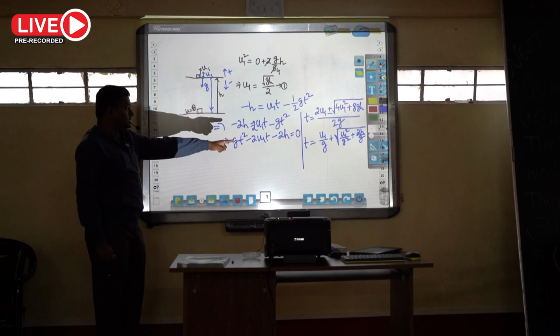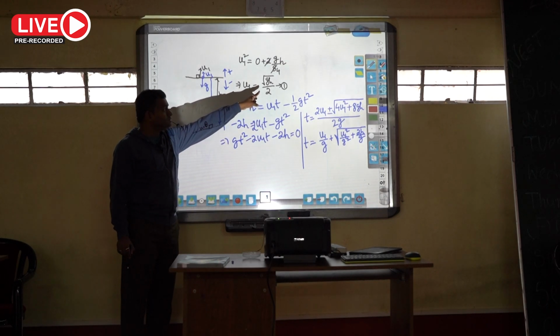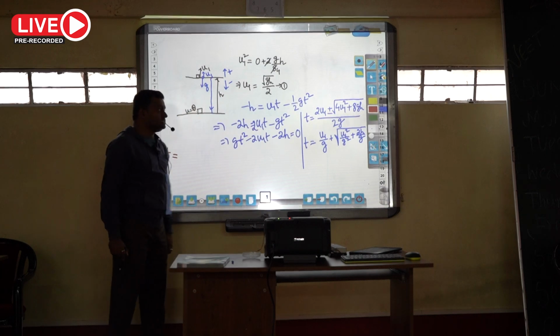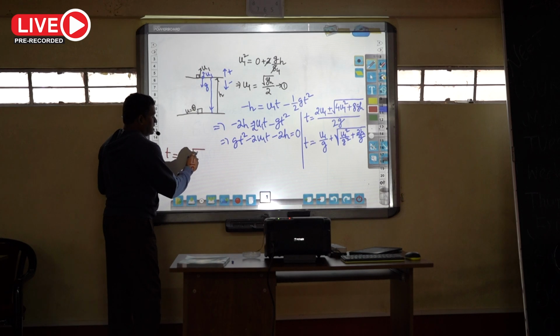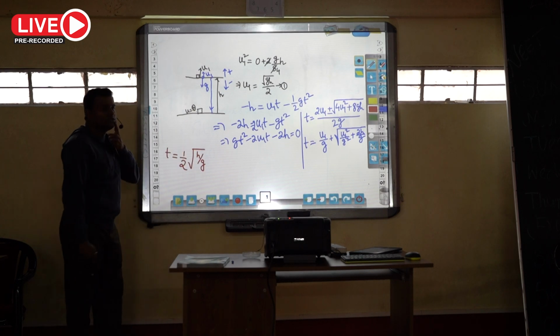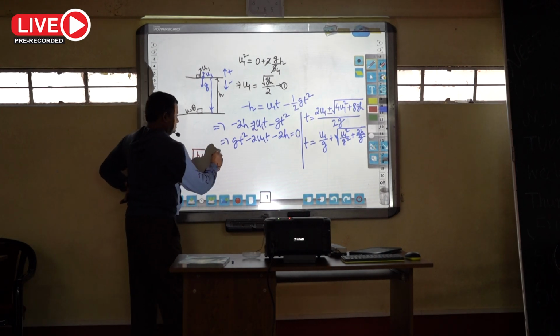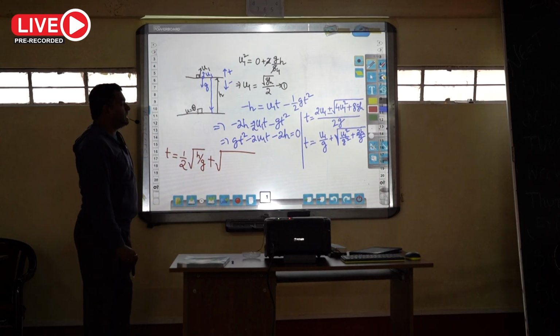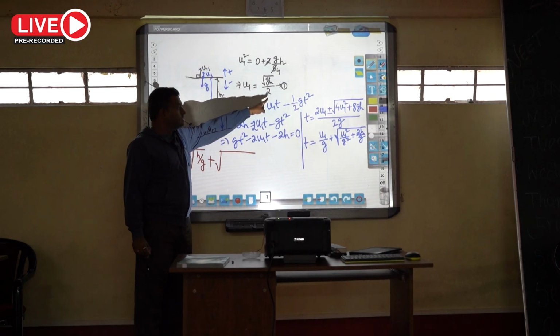So t will be u1 divided by g, so root over of gh by 2 divided by g, it will be half into root over of h by g, plus the next term, u1 square by g square. u1 square means this term will be gh by 4 divided by g square.